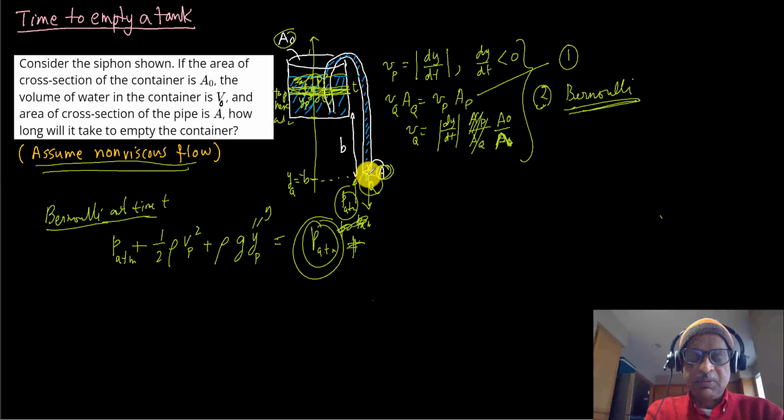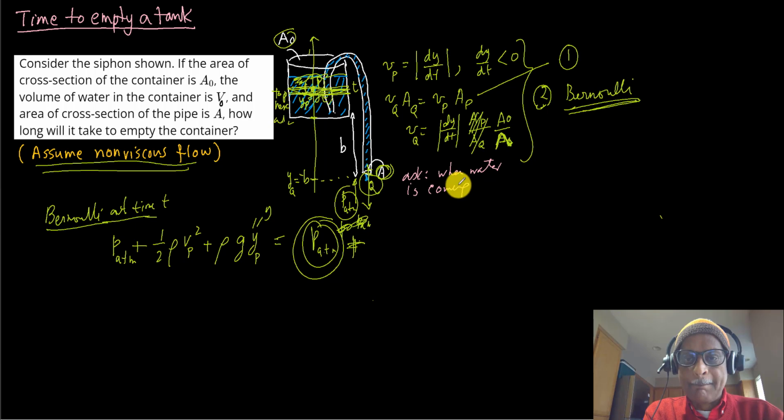So this is the most important. This is atmospheric pressure, because when the water is coming out, what's opposing it? So we have to ask this question: when water is coming out, what pressure is opposing it?